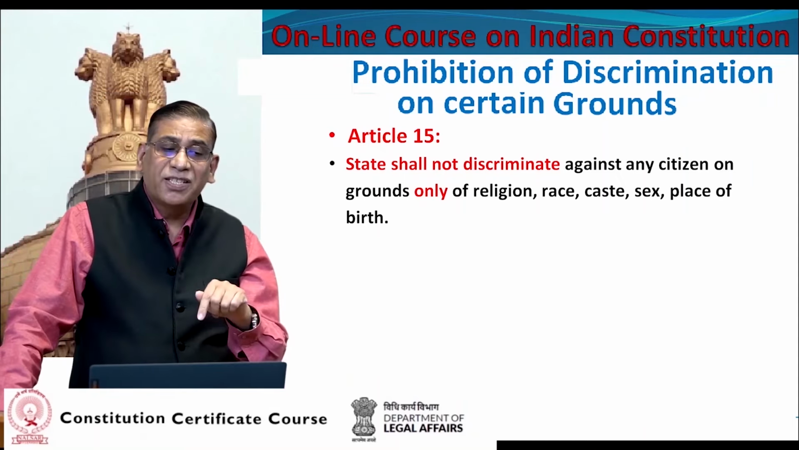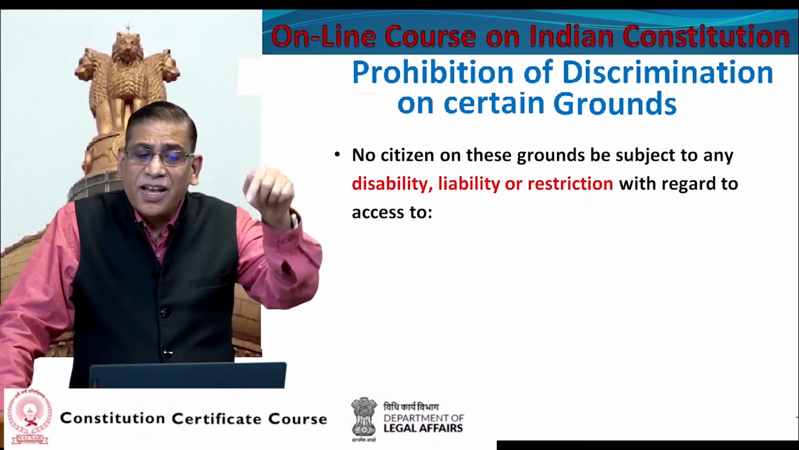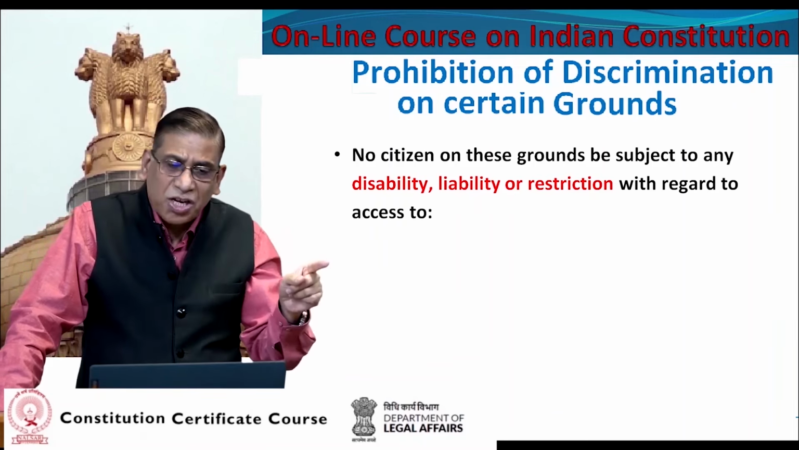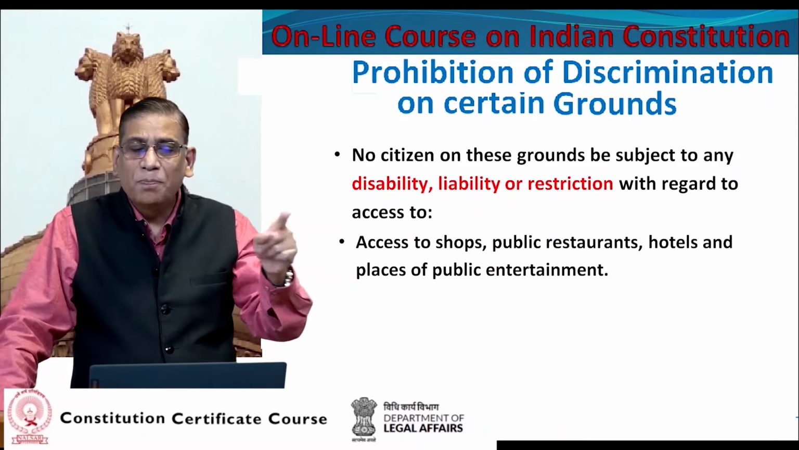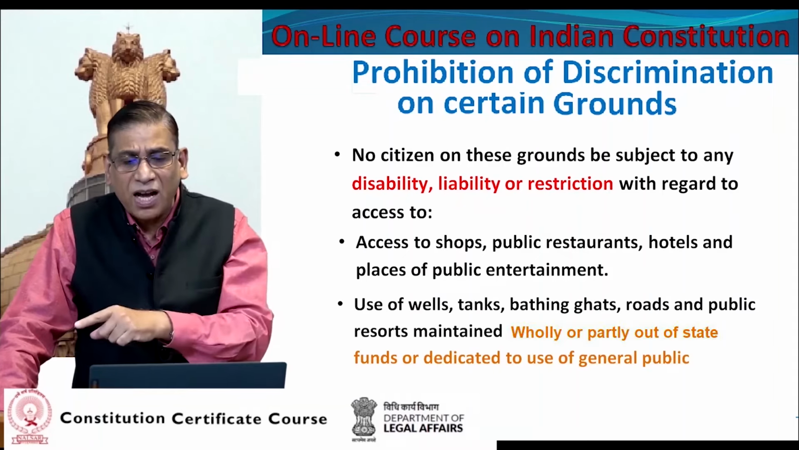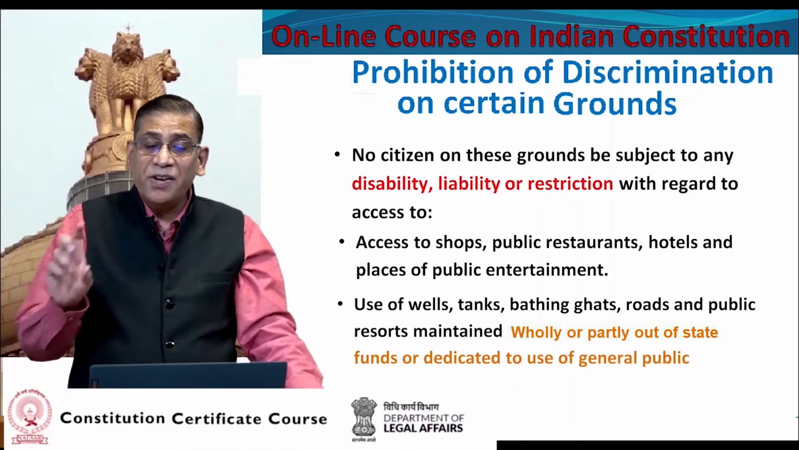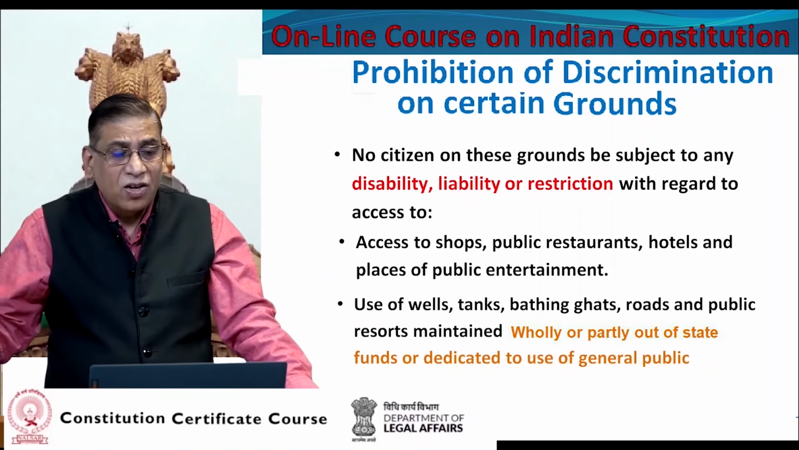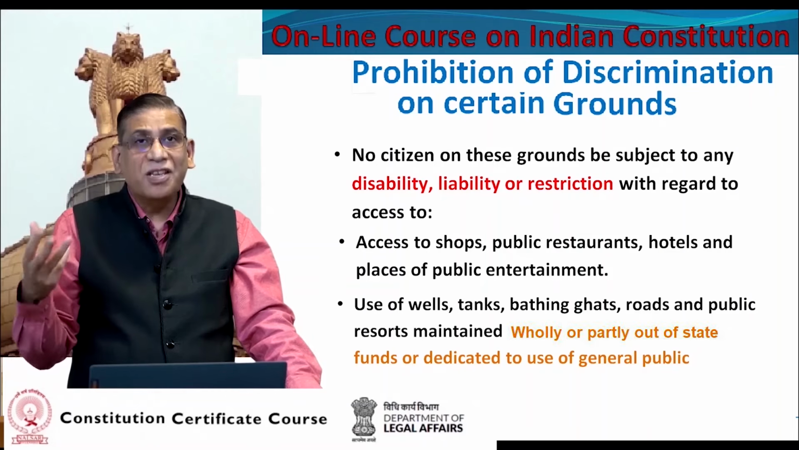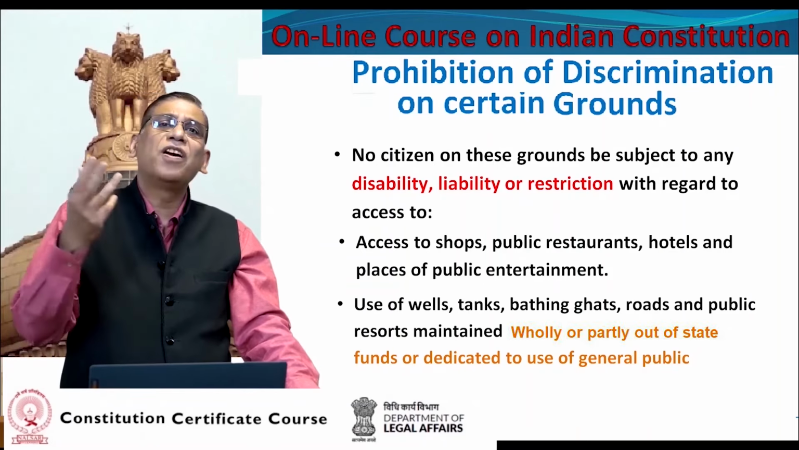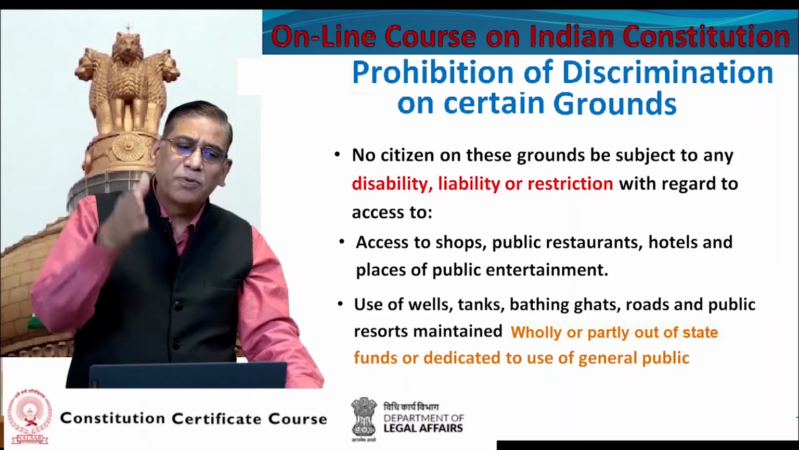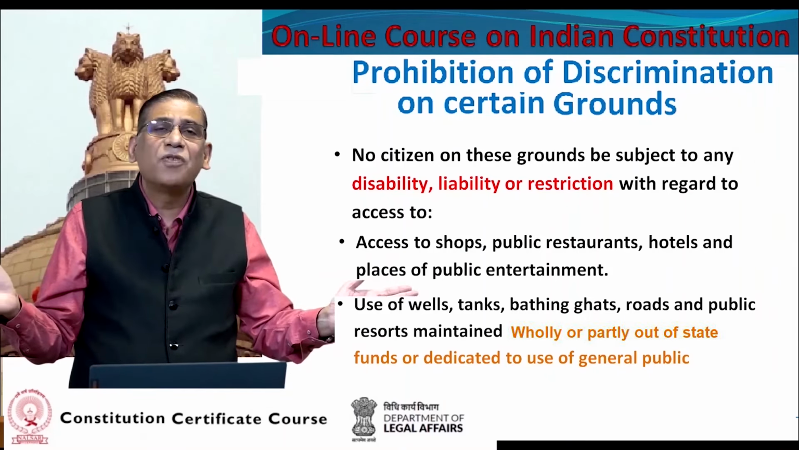And then Article 15 says, no citizen on grounds of religion, race, caste, sex, place of birth shall be subject to any disability, liability or restriction with regard to access to shops, public restaurants, hotels, places of public entertainment, use of wells, tanks, bathing ghats, roads and public resorts maintained wholly or partly out of state funds or dedicated to use of general public. When I tell you about Article 17, you will know the historical context of untouchability. Article 15 is addressing that. All public restaurants, public shops, roads, they are for everyone, and therefore there cannot be any discrimination.